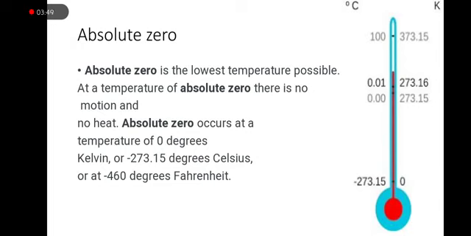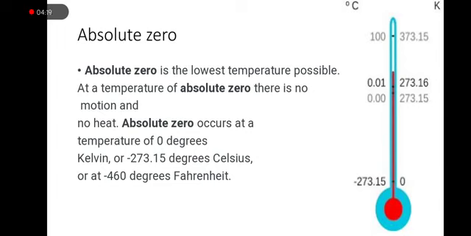If anything is cooling down, it means the movement of the particles is becoming slow, until they stop moving altogether. The temperature at which the particles stop moving is called absolute zero. So this is absolute zero, the lowest temperature. Absolute zero is the temperature at which a material has no heat energy.